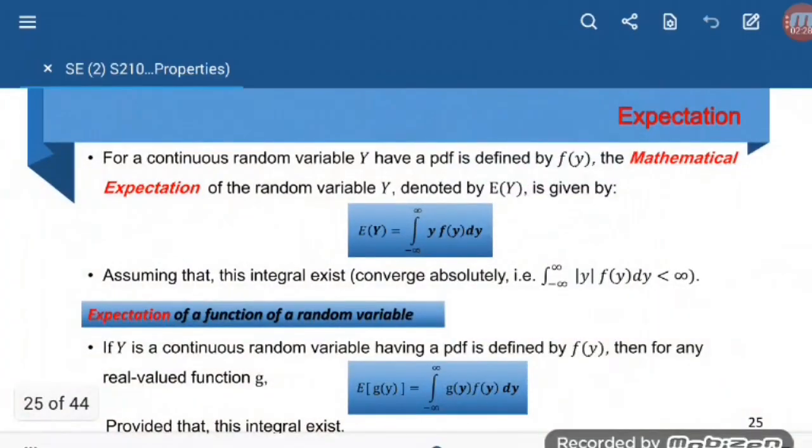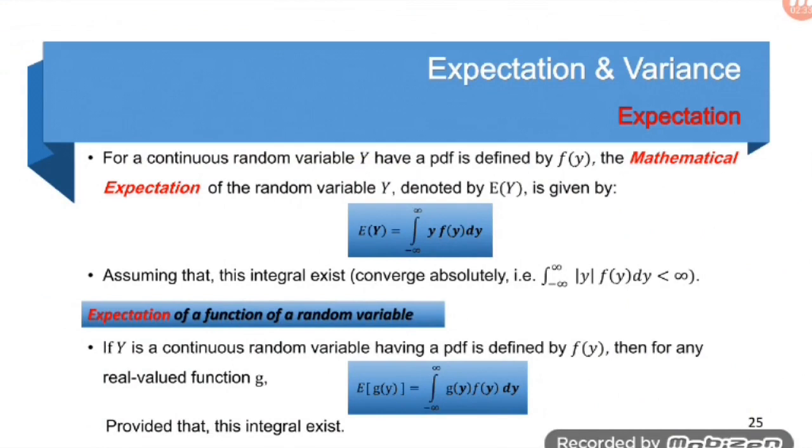Now let's try to read the definition. For a continuous random variable y with the PDF defined by f of y, the mathematical expectation of the random variable y, denoted by expected value E of y, is given by this formula that we just discussed, assuming this integral exists. The existence of the integral is mathematically defined by this condition. If this condition is satisfied, then this integral exists.